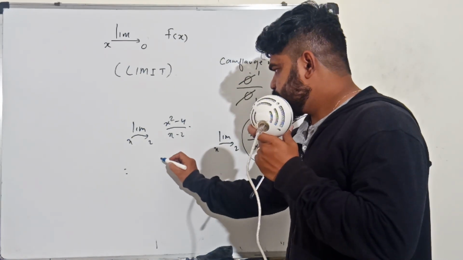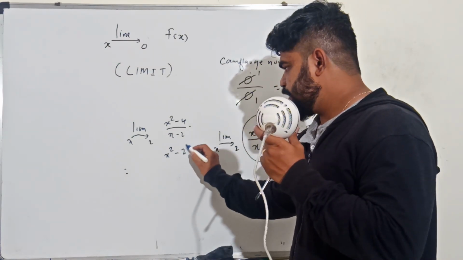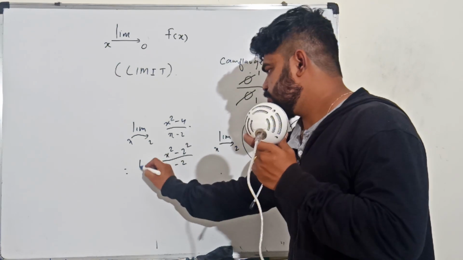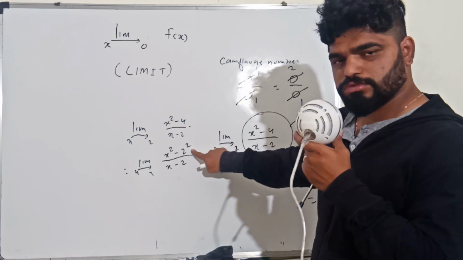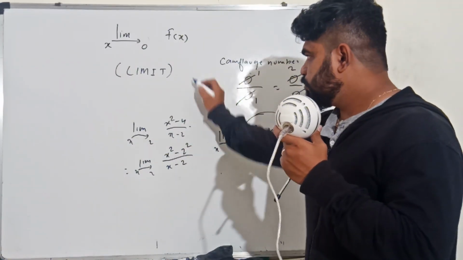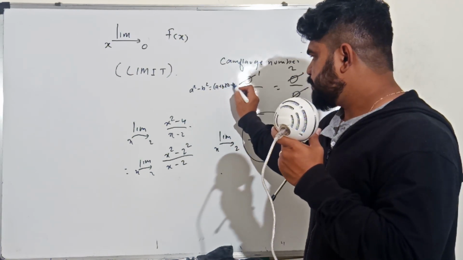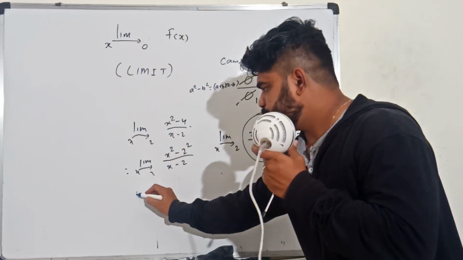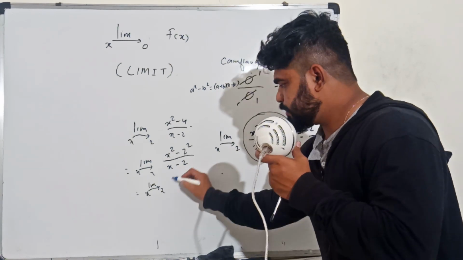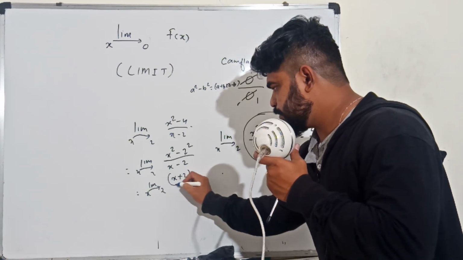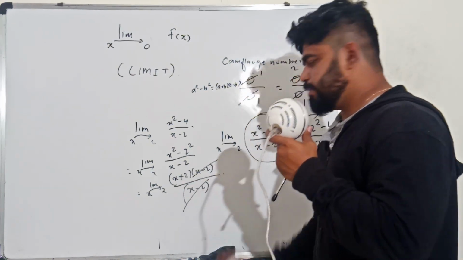So I am just going to write x square minus 4, I can write this as 2 square, over x minus 2, limit x tends to 2. I didn't change anything, I just wrote 4 is equal to 2 square. I know that a square minus b square, I can write as a plus b into a minus b. So I will write the same thing as limit x tends to 2, a plus b, that is x plus 2, into a minus b, x minus 2, upon x minus 2, and x minus 2 gets cancelled.